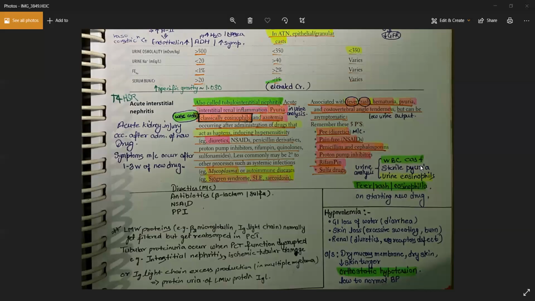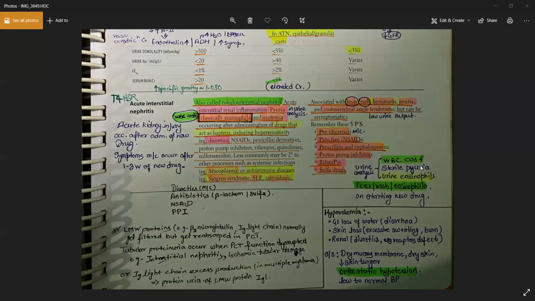Okay, this acute interstitial nephritis generally happens after a drug use. This drug could be a diuretic. It could be an NSAID. It could be penicillin derivatives. Oh, sorry, the cephalosporins. All the penicillins, the beta-lactam drugs, you can say. All the beta-lactam drugs can do that. Okay, proton pump inhibitors, rifampin, fluoroquinolones, sulfonamides. They can all cause acute interstitial nephritis.